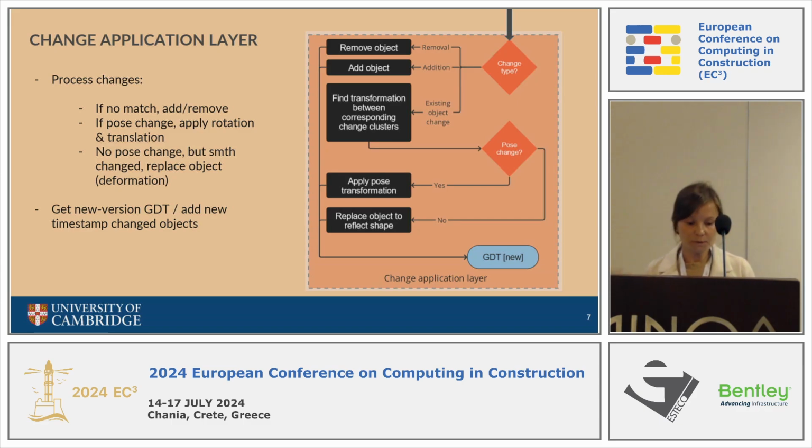And if there is no pose change, but still something has changed in that region, we assume it is some sort of deformation. So basically, we can replace the object in the GDT. And as a result, we apply those changes. We can change the current objects in the geometric digital twin by applying rotation, translation changes, for example, or we can create new timestamped objects. So basically, we can then view changes from the time in the geometric digital twin.